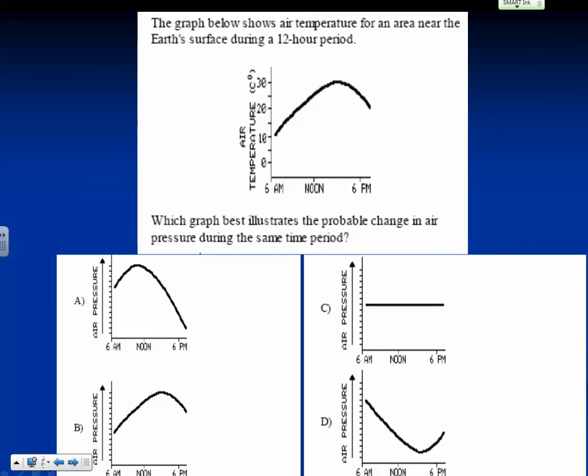Moving on. All right, here we have a graph for an area near Earth's surface during a 12-hour period. You can see that from 6 a.m. to noon and then to 6 p.m., the air temperature is going up like that. And the question is, what's the air pressure graph going to look like? And remember, they are kind of opposite. So you want to look for the one that's like the exact mirror image opposite. In that case, choice D.